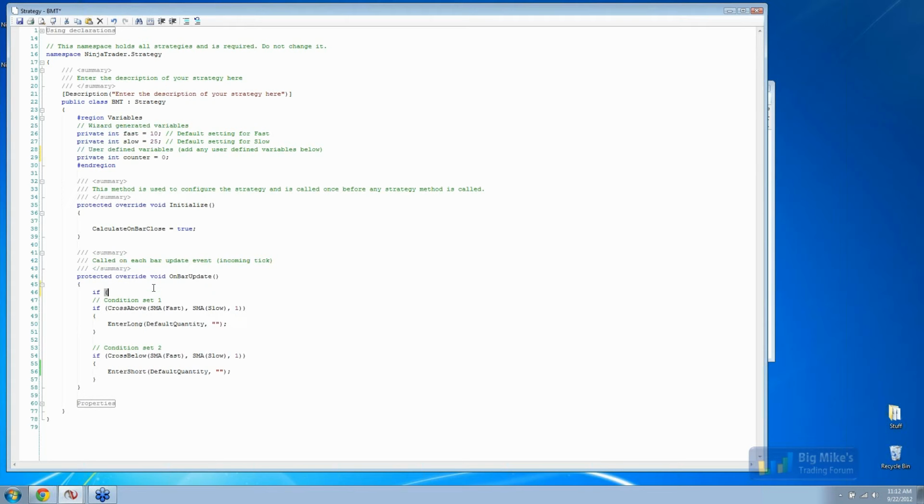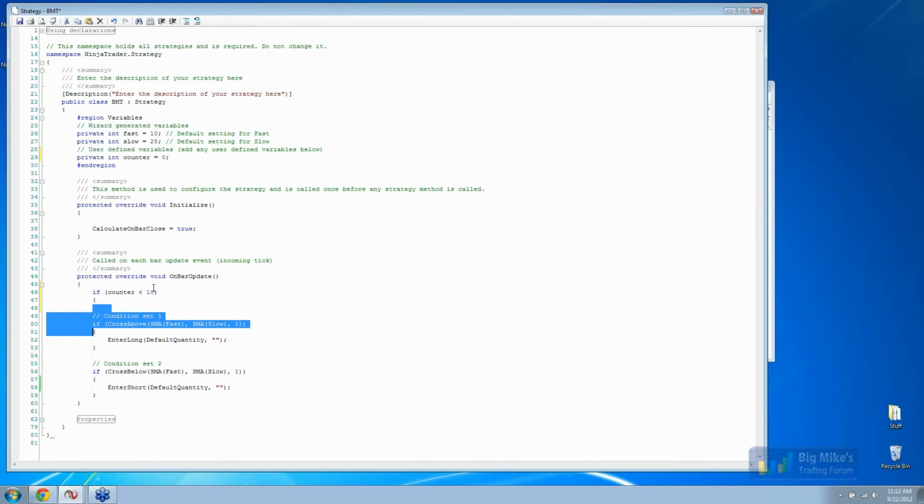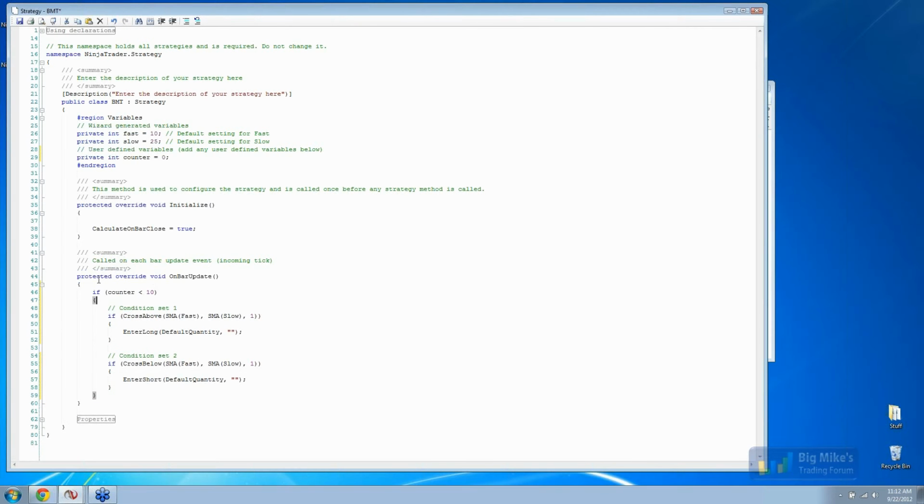So if, let's say, counter is greater than 10, for instance, then we want to allow, let's see what we want to do. Actually, let me do it the reverse way. If the counter is less than 10, then we want to allow for trading. So this is the very, very basic type of risk management you can do. It's just, if the counter is less than 10, I'm going to keep allowing for trading.